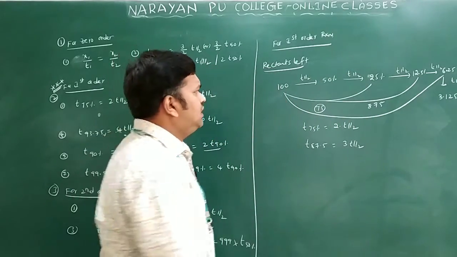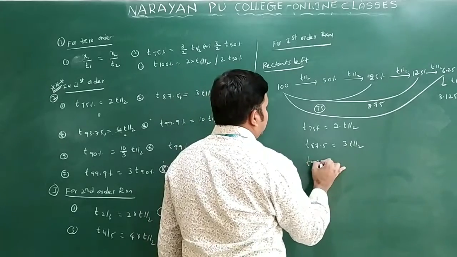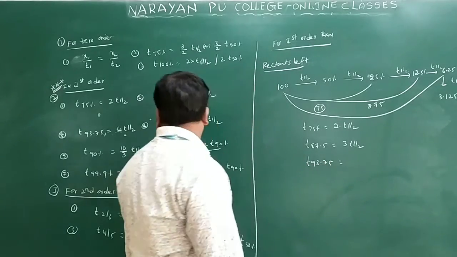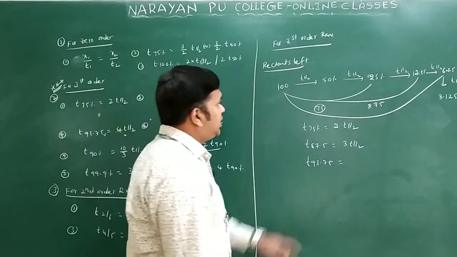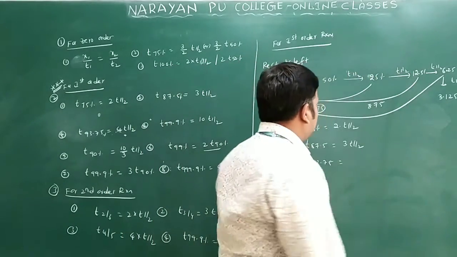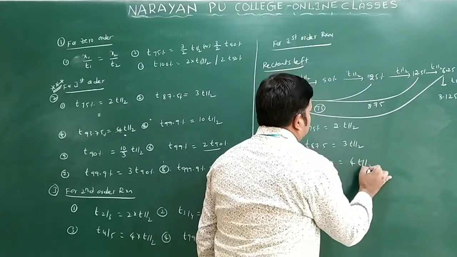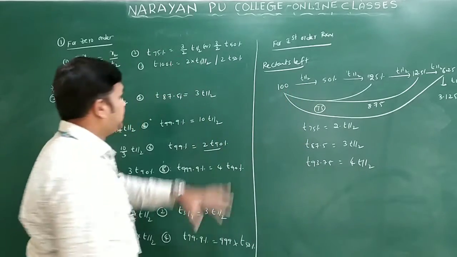Okay, how much will you get? The difference you will write here as T 93.7. How about the rest? 1, 2, 3, and 4. What will you get? You will write this one in the form of 4 T. From this you will get the relations.